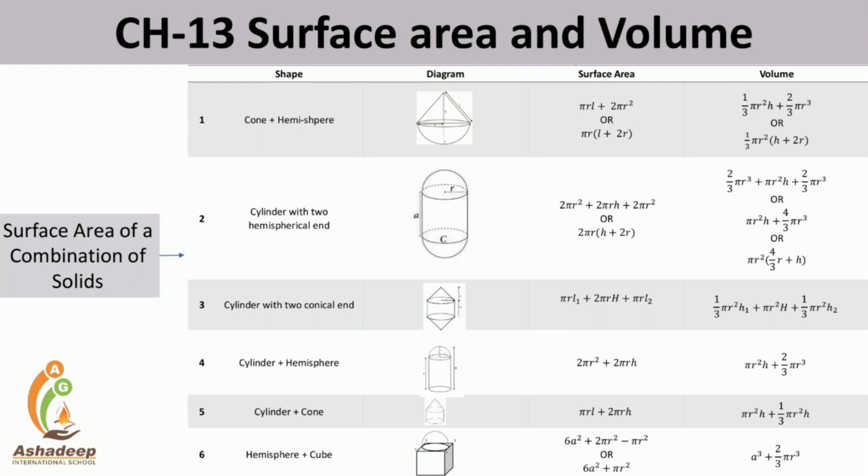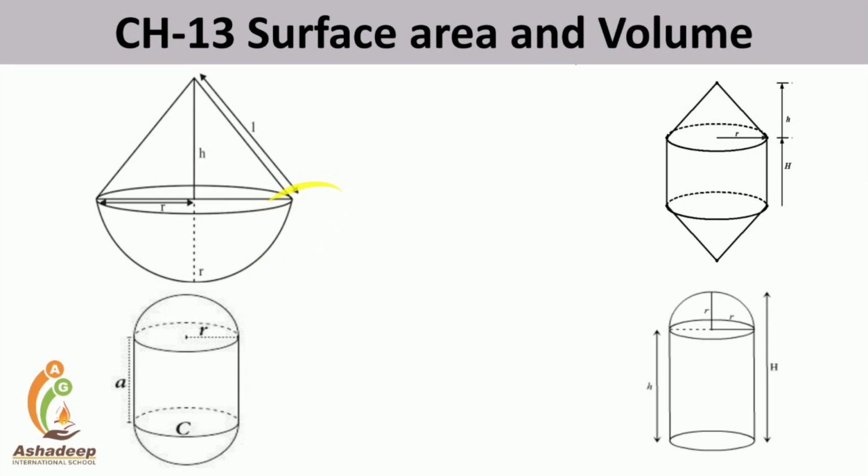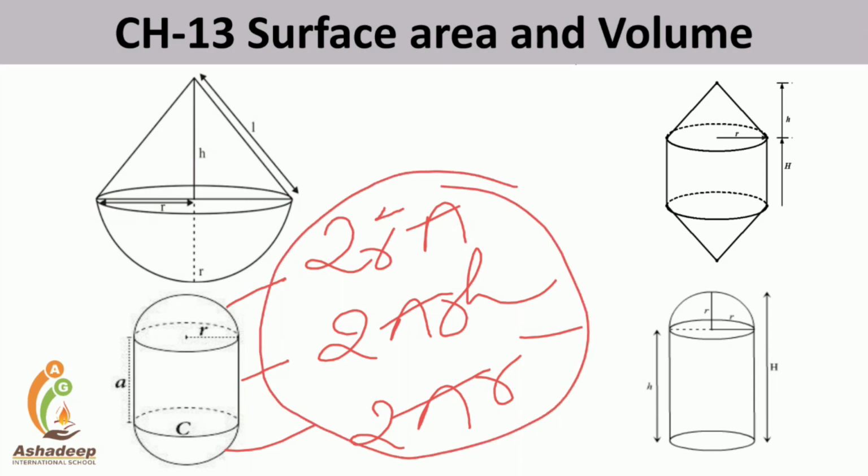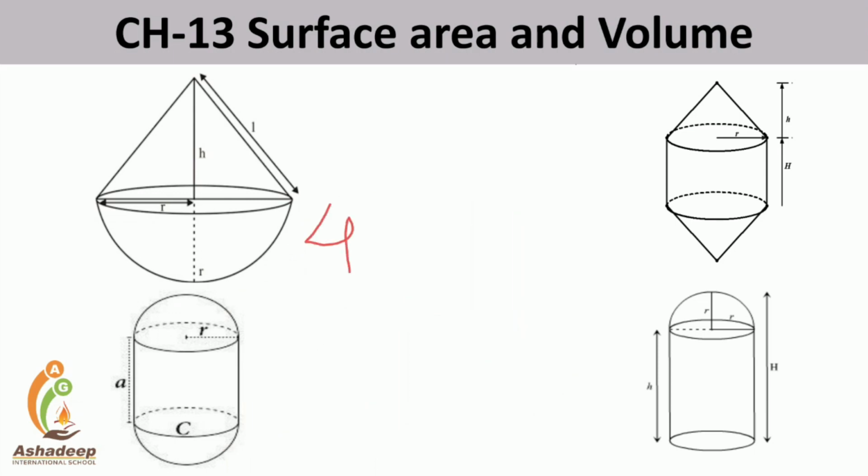And now let's move ahead with the cylinder with two hemispherical ends. In this also, what is the curved surface area of a hemisphere? Already seen that, 2 pi r square, right? What about the cylinder? 2 pi r h. We simply need to add all this. So 2 plus 2, 4 pi r square, right?